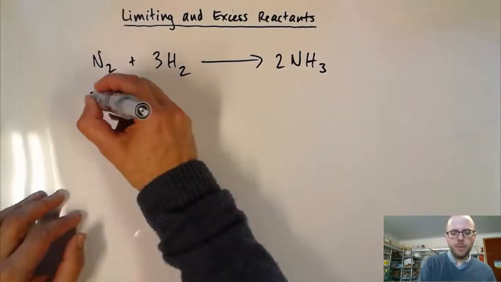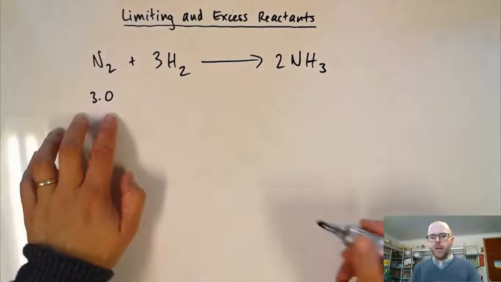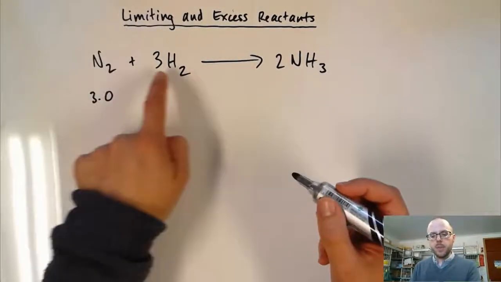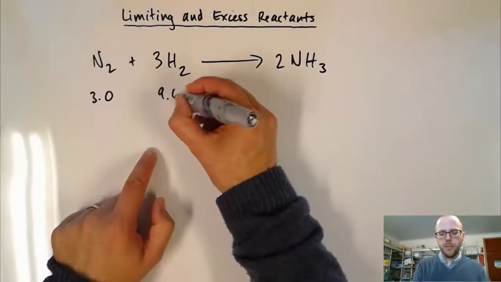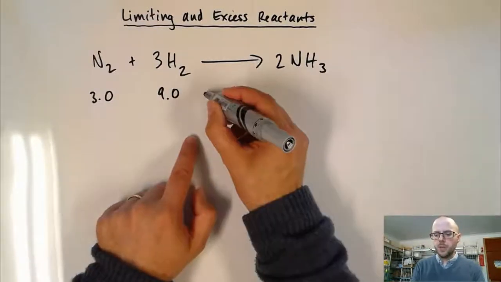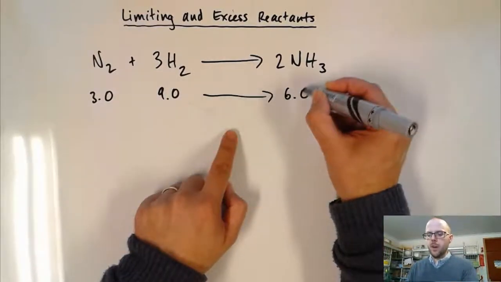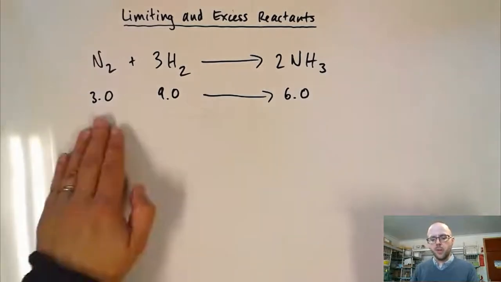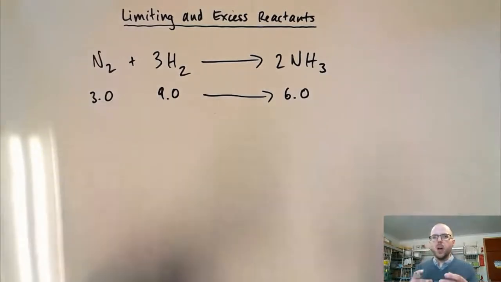Saying, okay, so if we have 3 moles of nitrogen that react, we're going to need 3 times that ratio amount of 9, so 9 moles, to produce 6 moles of our product. Because we've been working with this idea that everything that we have is reacting together and is all being used up to make our products.